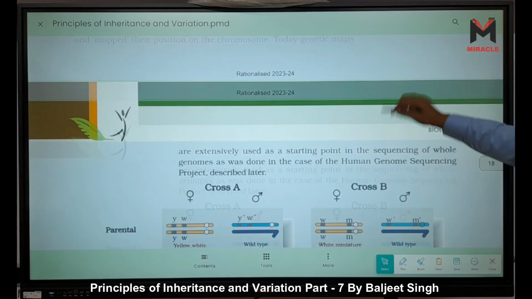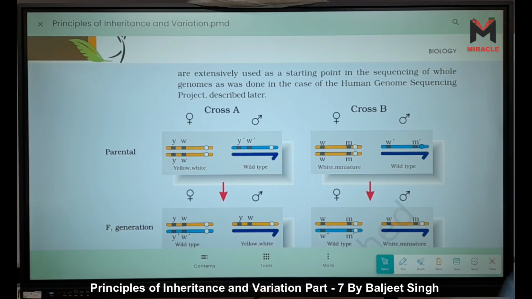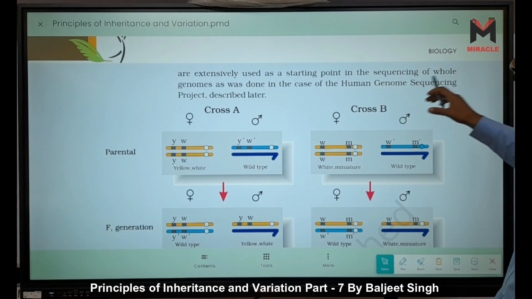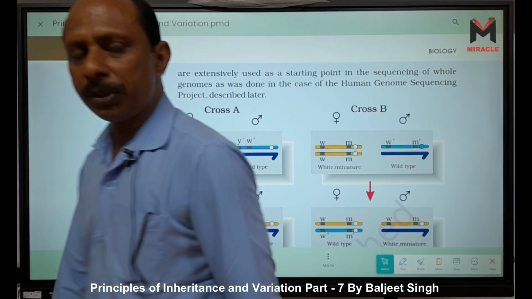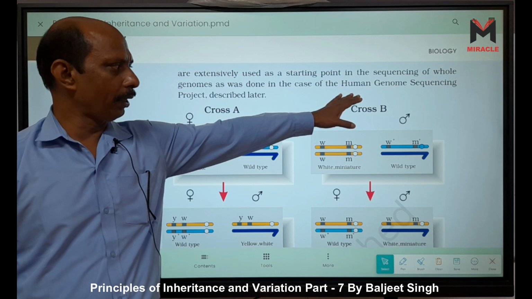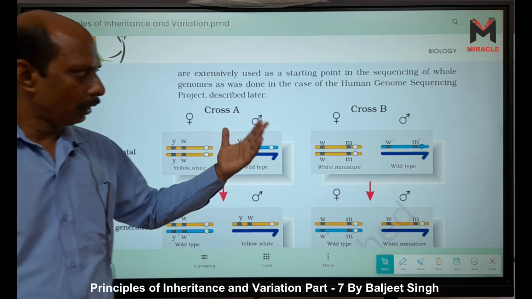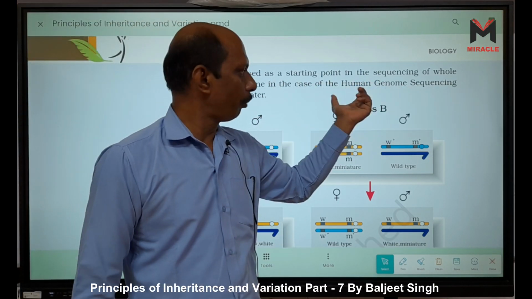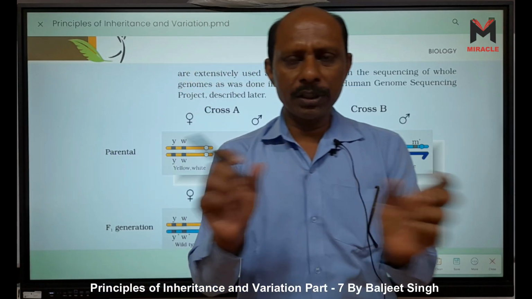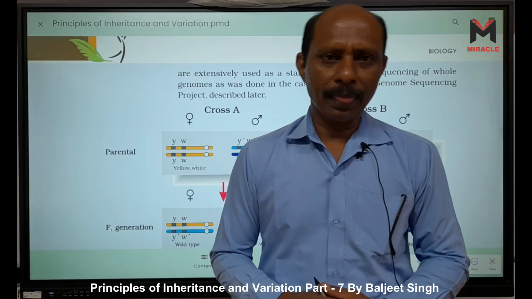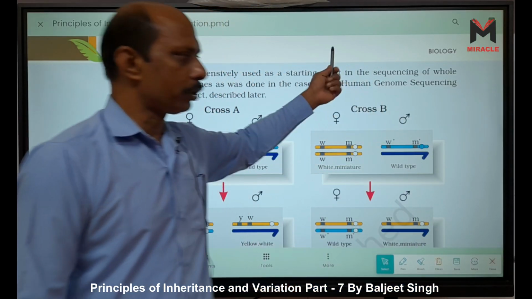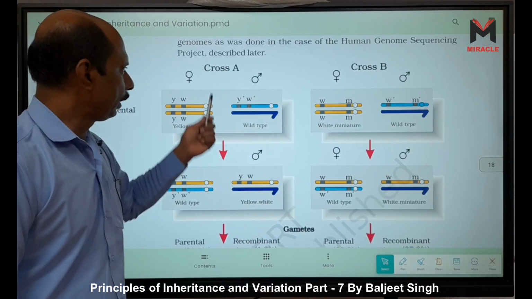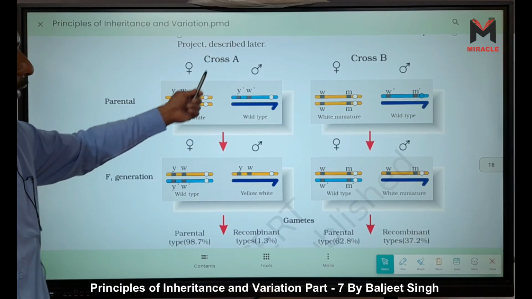Here it is only for genes, not for mathematics. Genetic maps are extensively used as the starting point in the sequencing of whole genomes, as was done in the human genome sequencing project. We will read about this in the coming chapter. So human genome sequencing goes according to distance. More distance means more possibility of crossing over. Here we also use the genetic map for the human genome. This is described later. Now in this figure we can understand cross A and cross B.